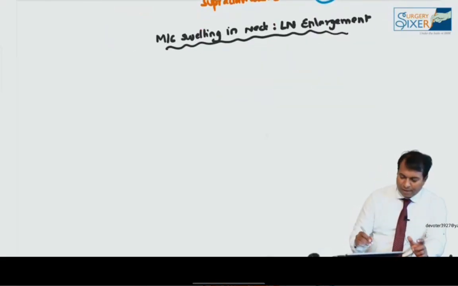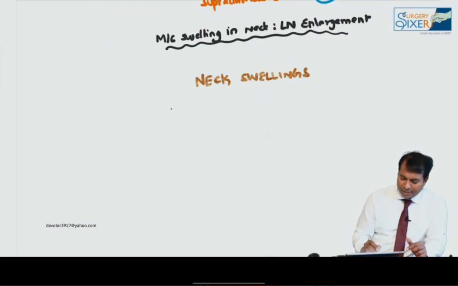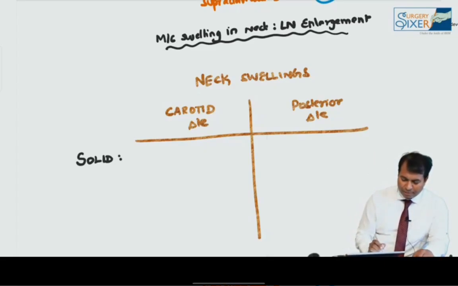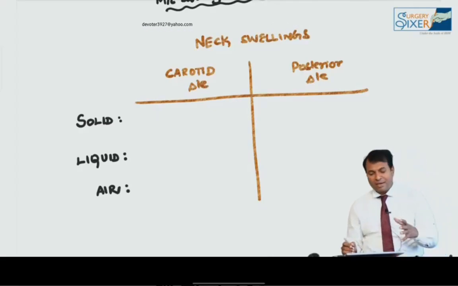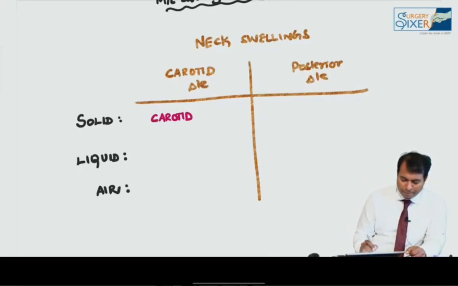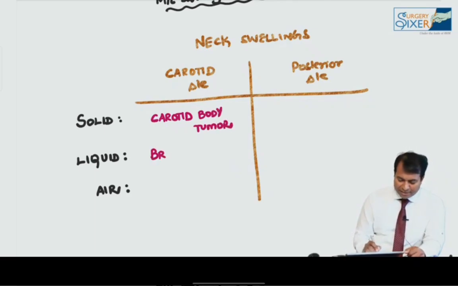Now let me classify the neck swellings in a simpler way for understanding purposes. I am going to discuss only carotid triangle swellings and posterior triangle swellings. In the carotid triangle, please remember what is the solid swelling, what is the liquid filled swelling, and what is the air filled swelling. I'm just making it simple for understanding purposes. The solid swelling in the carotid triangle is known as carotid body tumor. The liquid filled swelling in the carotid triangle is branchial cyst.